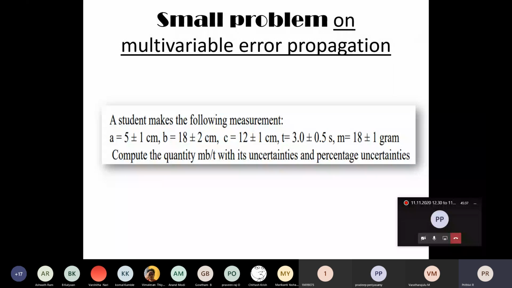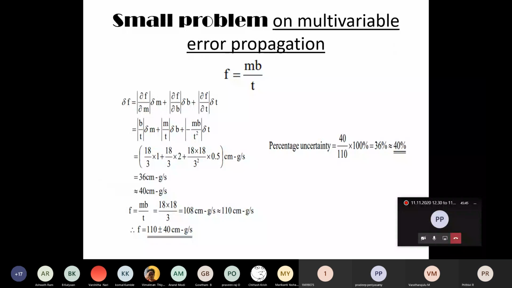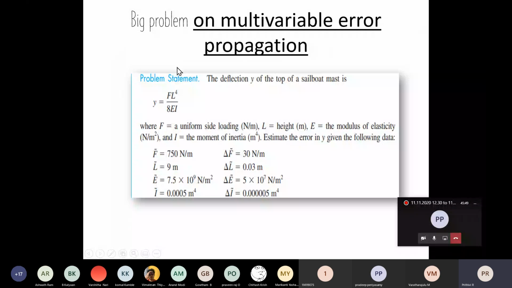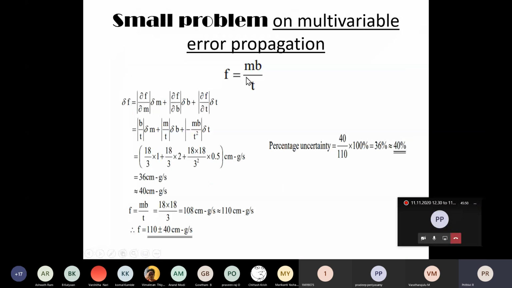So for this, we are going to apply the formula that we have already derived. F is equal to MB by T. MB by T is the thing we have to calculate, and then the total error in the function can be given as delta F is equal to the partial derivative of F with respect to M into delta M, plus the mod of the partial derivative of F with respect to B into delta B, plus the partial derivative of F with respect to T into delta T.